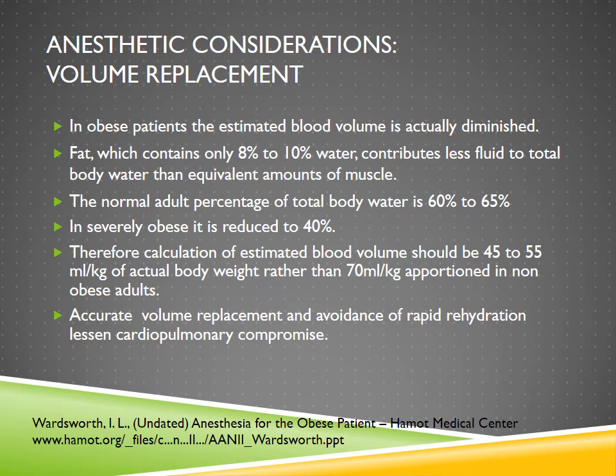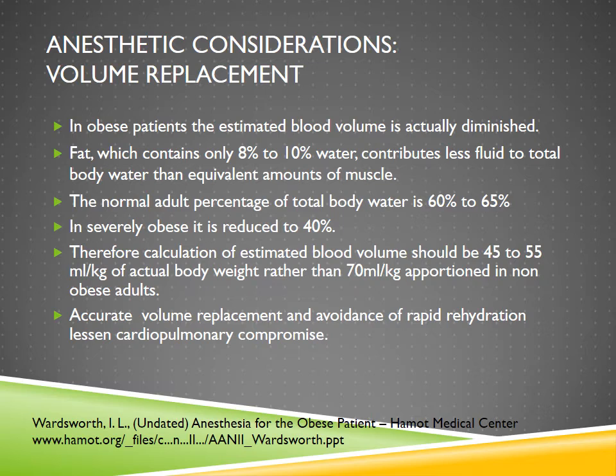Normal adult percentage total body water is 60 to 65%. I've even heard up to 70%. In the severely obese, it's 40%. Therefore, how we calculate estimated blood volume and replacement is going to be a little different.